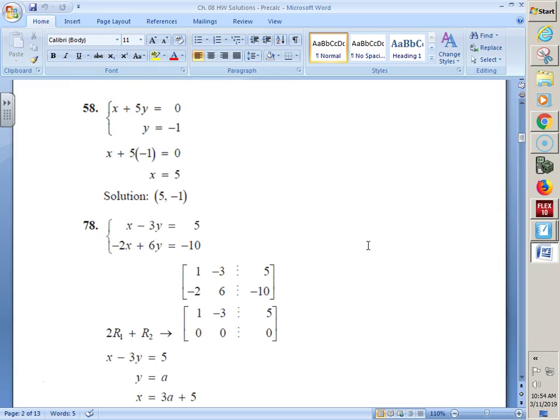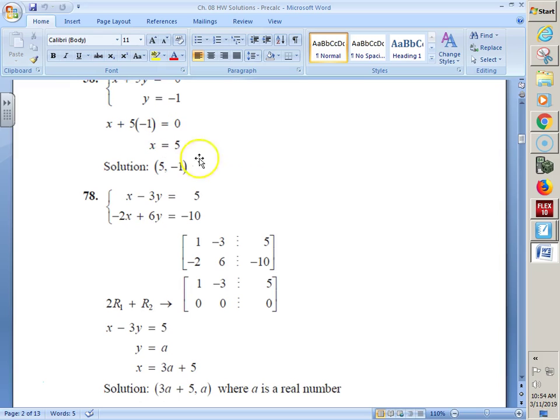Number 78, they had you turn the system into a matrix and try to RREF, but what happened? Okay, so what do we do whenever we get a row of zeros? Yeah, except this one was only a 2-dimensional system. So it's not z equals a, it's the guy missing, y. Good, good. Let y equal a.